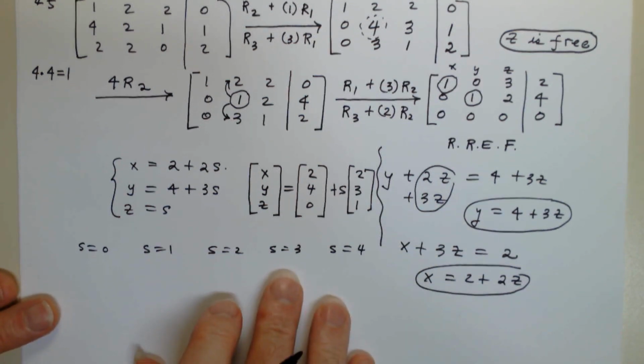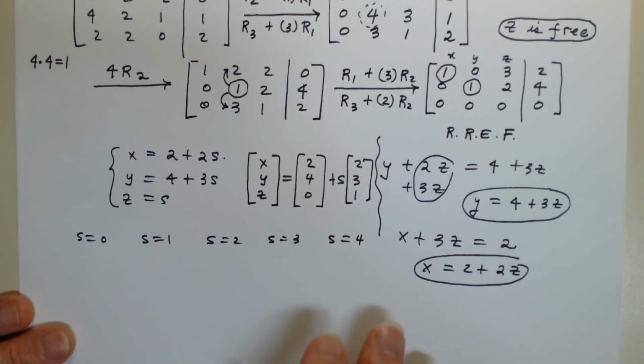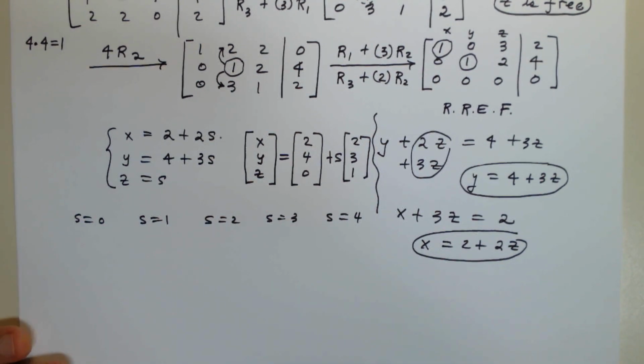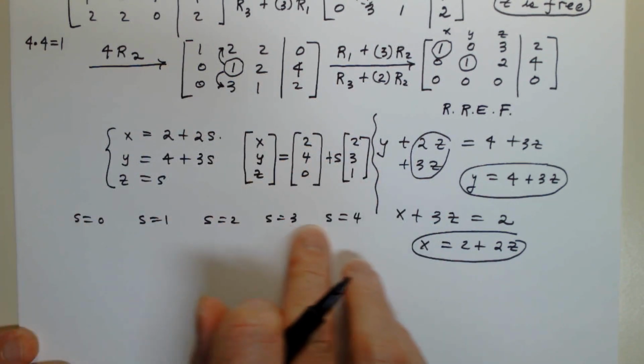I don't know if I said that correctly. Let me try it again. There are 5 choices for s: 0, 1, 2, 3, and 4. Those are the 5 elements of Z5. Now, I won't work all of these out. I just want to show you what happens as we march this parameter through these different values of s.